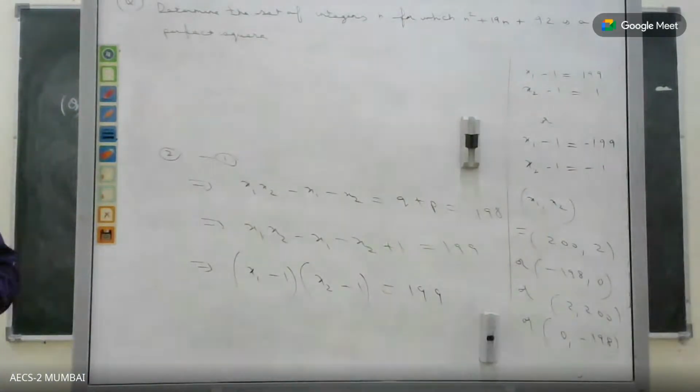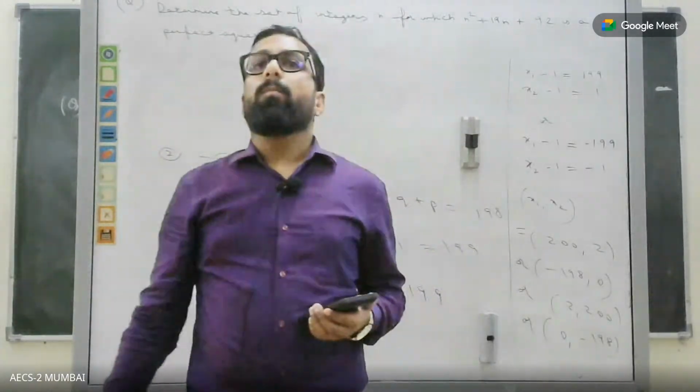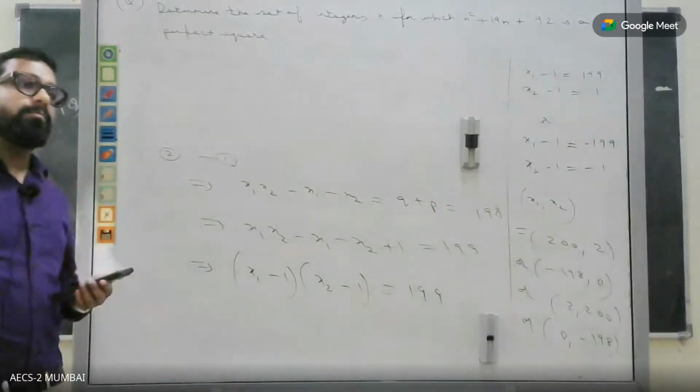Determine the set of integers n for which n square plus 19n plus 92 is a perfect square. Okay? Do it.